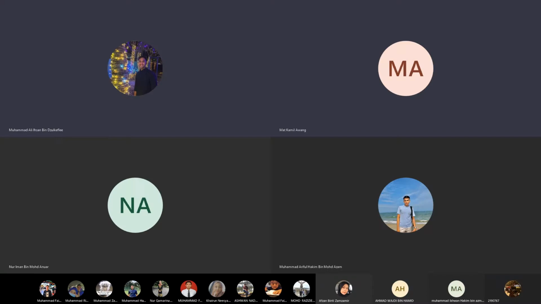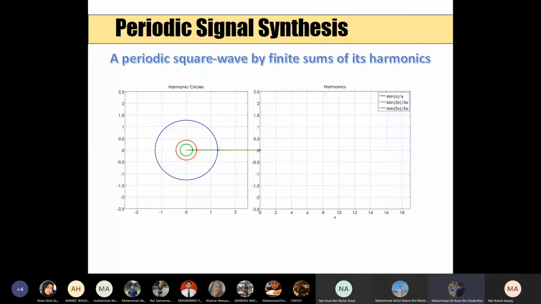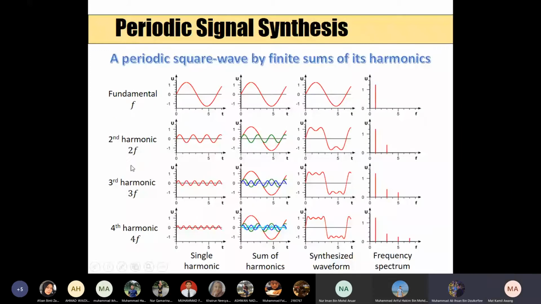I will share again. Okay, you see this? The fundamental is F. The fundamental frequency is F, which when you plot on the frequency domain is at F equal to 1 F. Second harmonic is basically that it doubles the frequency, so 2F. Third harmonic is 3F. So it's not the amplitude, it's the frequency.